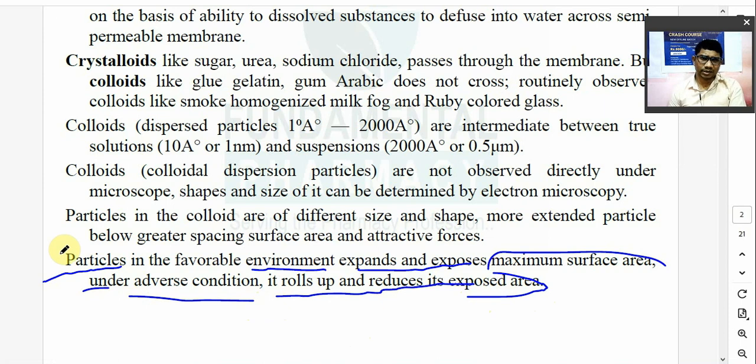Colloid के particles होते हैं, they have different size and shape. Okay? More will be the size of colloidal particle, more will be the specific surface area and more will be the attractive forces. Less will be the size of colloidal particle, less will be the specific surface area and attractive forces. Colloidal particles, when they are in a favorable environment, will expand and expose themselves to a maximum surface area. Under adverse or unfavorable condition, they will roll up and reduce their surface area, right?